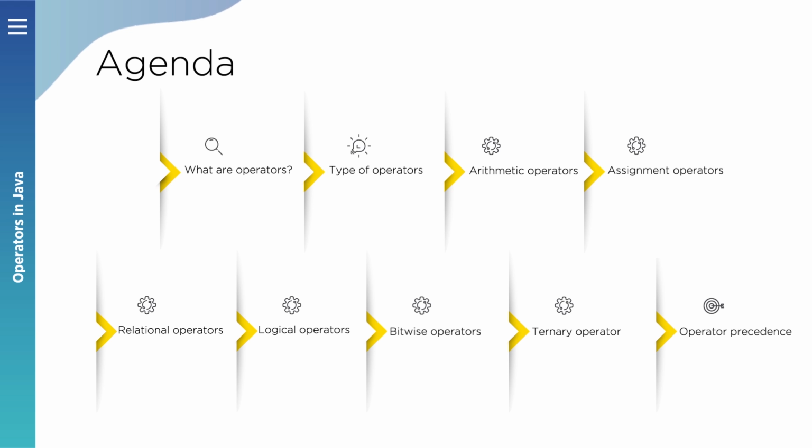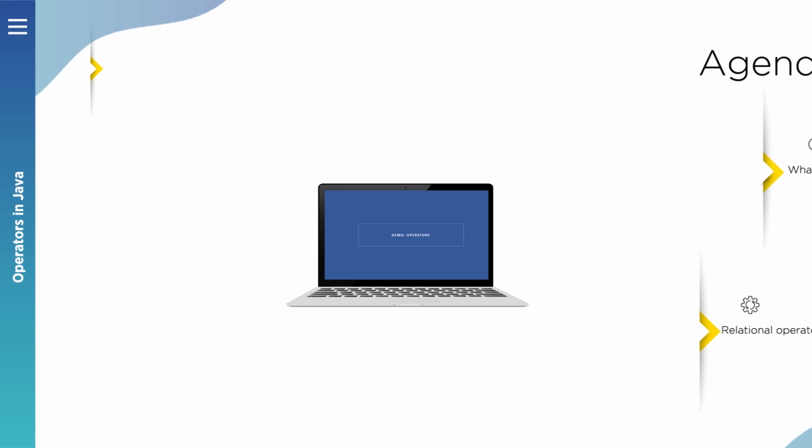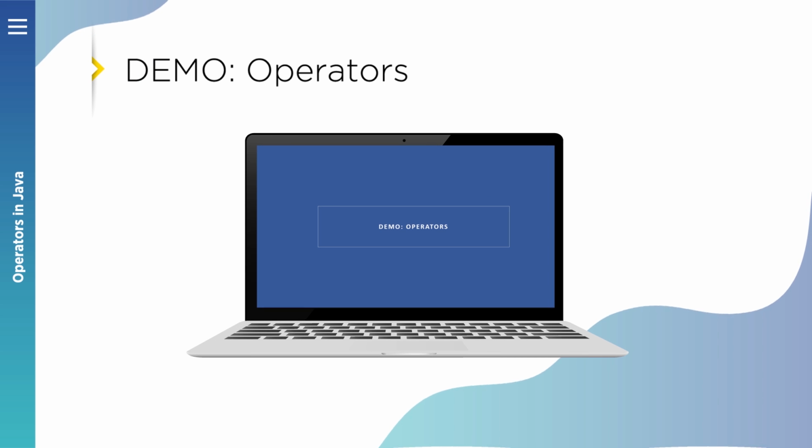If an operator takes 1 operand, it's called a unary operator. If it takes 2 operands, it's called a binary operator. If it takes 3 operands, it's called a ternary operator. And the second criteria, type of operation they perform. An operator is called an arithmetic operator, a relational operator, a logical operator, or a bitwise operator, depending on the kind of operation it performs on its operands. Today we will talk about all operators which we have in Java.